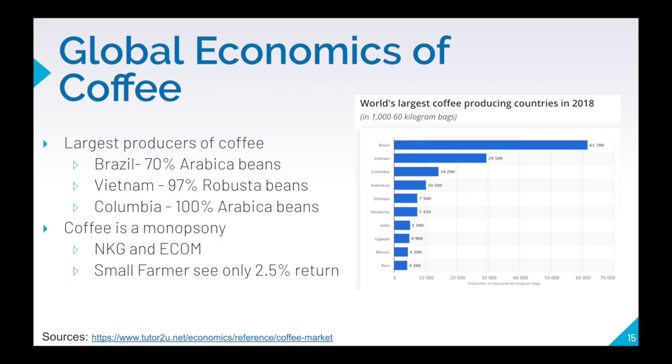Now, aside from this, something interesting we found about the coffee industry is that many times it's considered a monopsony, meaning there are few buyers and many sellers, essentially the opposite of a monopoly. Large companies like NKG and Ecom buy raw beans directly from farms to sell wholesale to slightly smaller but still large distributors. Sadly, in such a market, the farmer is the one who loses. In many cases, they will only see about a 2.5% return in the final retail price.